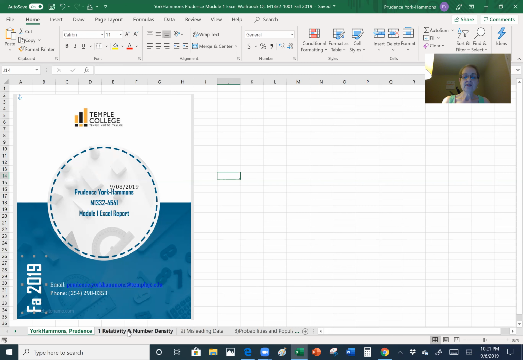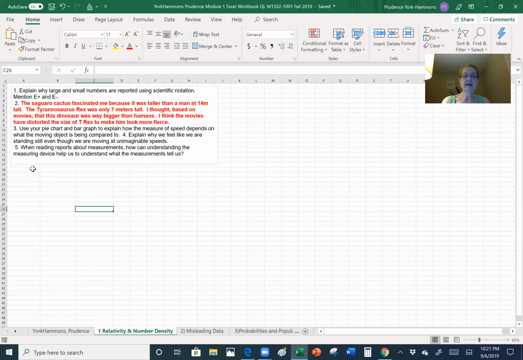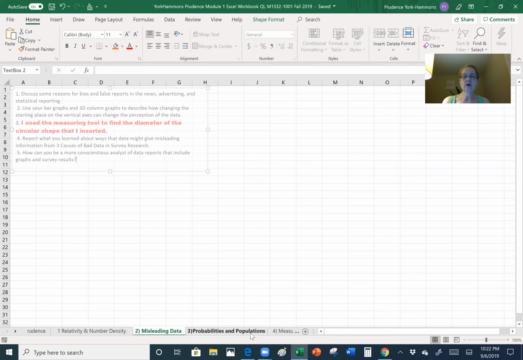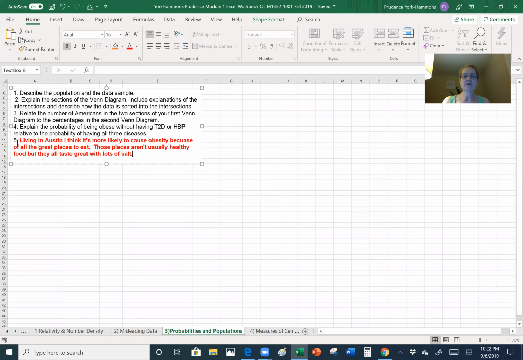On scenario 1, you can see that I have copied and pasted the 5 questions, and I answered question number 2. I typed it in bold red. I deleted the question and typed over some information that I would have gotten from the video. For scenario 2, you can see the 5 questions, and you can see that I answered question number 3. For scenario 3, you can see that I answered question number 5. I still copied all 5 questions, but I only answered number 5.